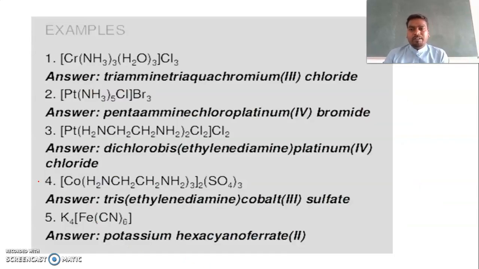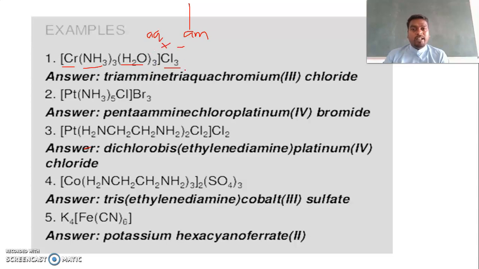Let us see other examples. Consider the first one here. Chromium is the central metal atom. Amine and aqua, water, these two are ligands. And chloride is the counter ion. There are 3 chloride ions present. Here 3 amine groups and 3 water ligands are present. The name of water as a ligand is aqua, and this is amine. So here amine comes first. And this is a positive complex.